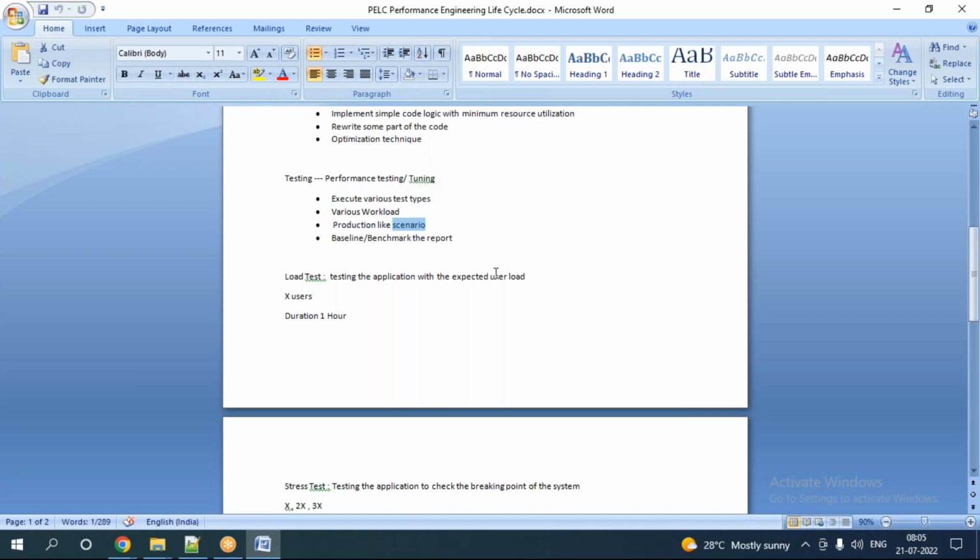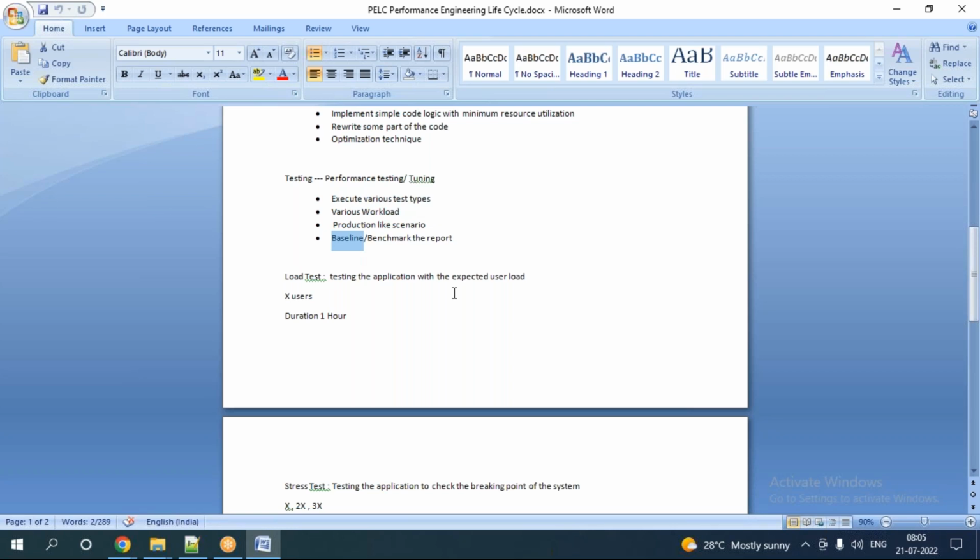Where you are getting more volume in your production, that scenario you have to simulate in the local QA environment itself, to understand what is actually happening and how your application is reacting to it. That is very, very important. Okay, and then baseline or benchmark the report. Baseline or benchmark the report.